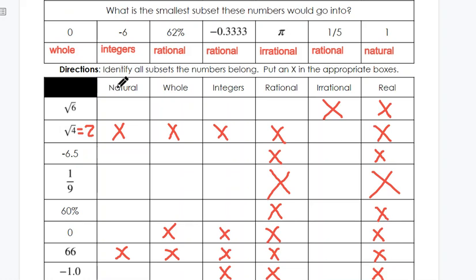All right, how'd you do? Here are the answers. All right, square root of 6. So if I put that in my calculator, I get a big, long, huge decimal. That is an irrational number, but it's still a real number, right? It's still a number we can work with, so it is real.